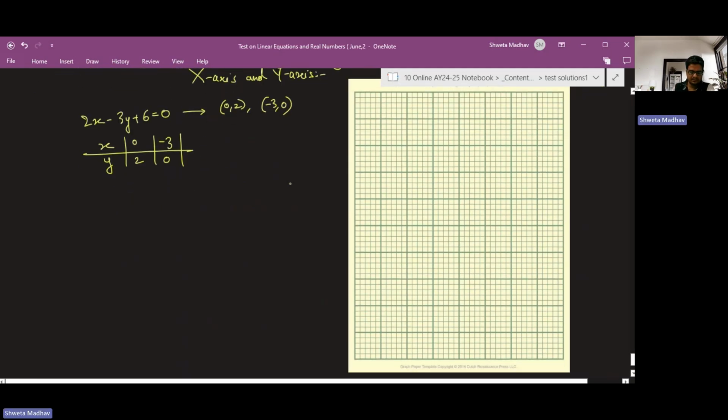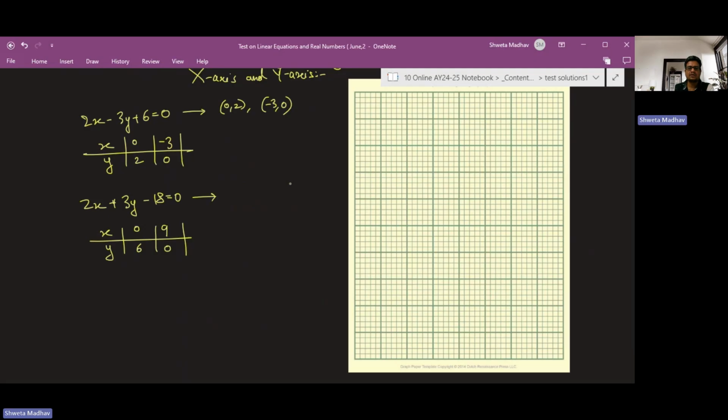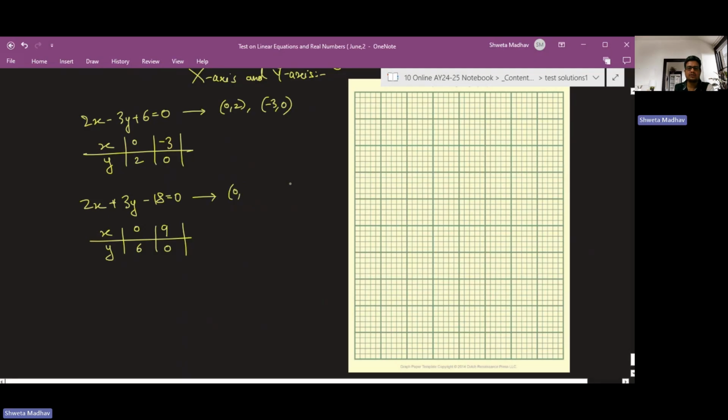Then in 2x plus 3y minus 18 equal to 0, here also we need two values of x and y. If I put x equal to 0, then y will be equal to 6. And if I put y as 0, then x will be equal to 9. So in this second straight line also we have two points: one is 0, 6 and one is 9, 0. So here we can show the graph.